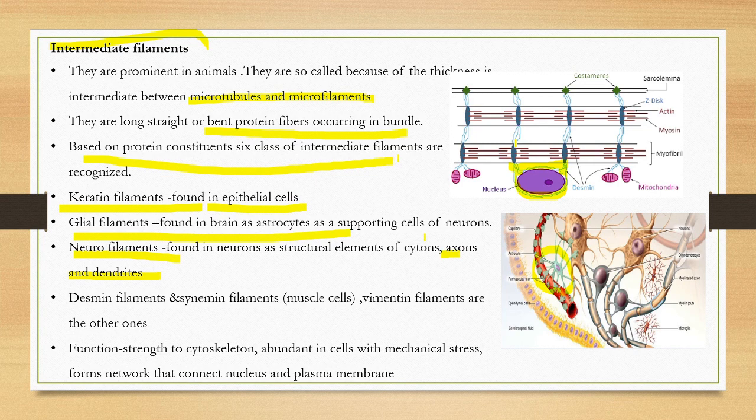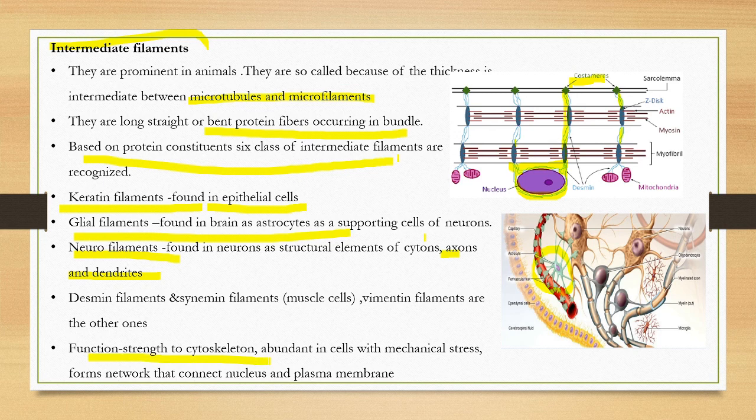Desmin filaments, cinnamon filaments, both of them are found in the muscle cells, and vimentin cells are the other ones. Vimentin cells are also present in the muscles. Okay, this is a Z line. You can see the structures. This is the ultrastructure of a muscle fiber. You must have heard of sarcomeres. The space between two Z lines is the sarcomere. This Z line is made up of this desmin.